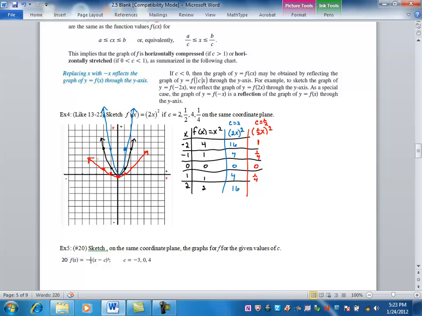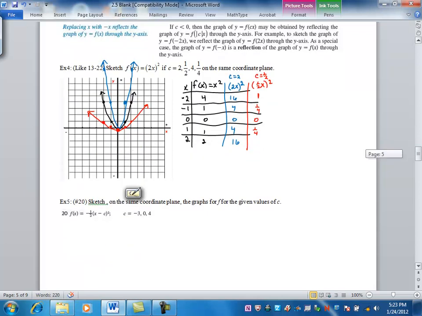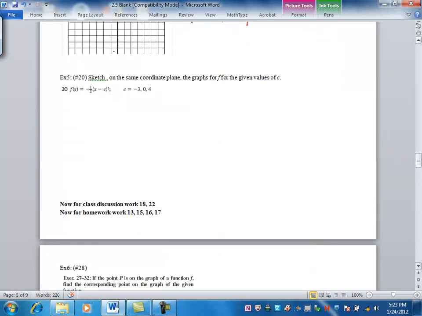And now let's take a look at a case here where we've got a little bit of everything going on. We're going to have a horizontal shift, and then we are going to have a vertical compression, and then this negative out front, if you remember, is going to reflect things over the x-axis.